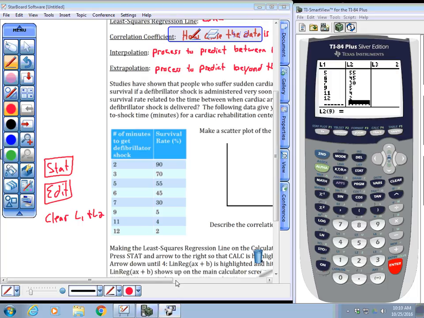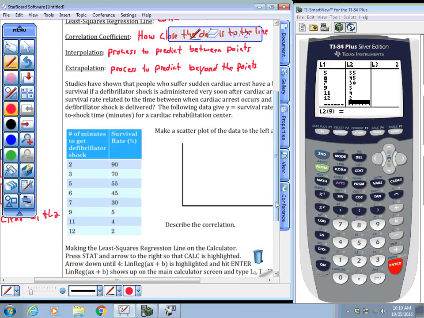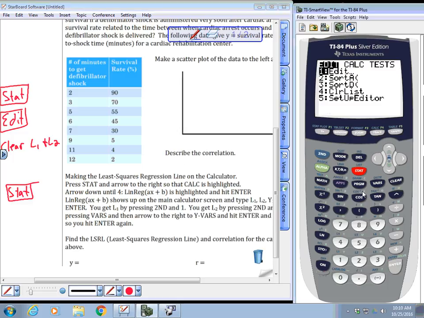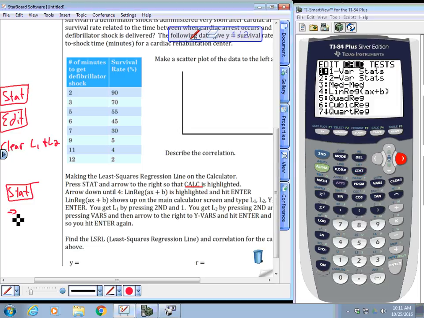Alright, now that we have our data in there, let us figure out the line of best fit that we're going to be making. We're going to hit Stat again, hit Enter for Stat. And then we're going to scroll to the right to Calc. We're going to go down to number 4, linear regression, that is with the ax plus b.